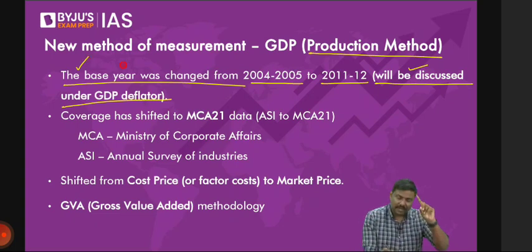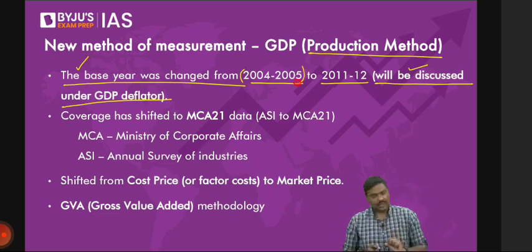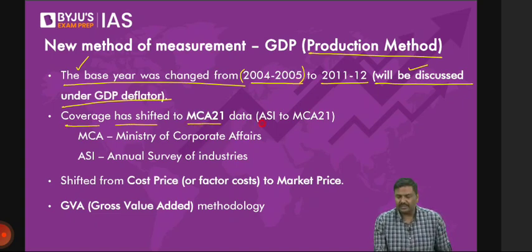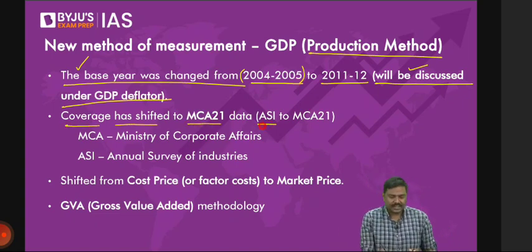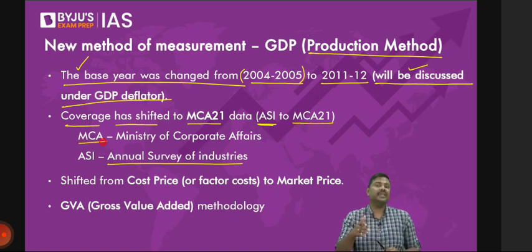So first point, simply remember right now. Earlier for the GDP calculation, the base year was 04, 05. Now it is 11 and 12. Second point, coverage has been shifted to MCA 21. Earlier it was ASI. Now what is this ASI? Annual Survey of Industries. Now we are using the production data from Ministry of Corporate Affairs 21. What is this MCA 21?